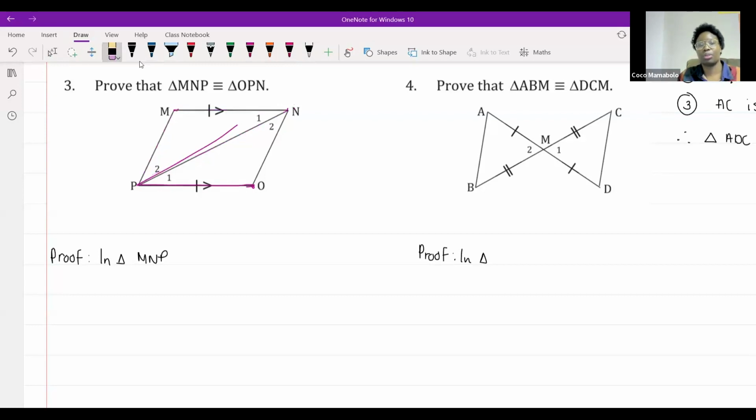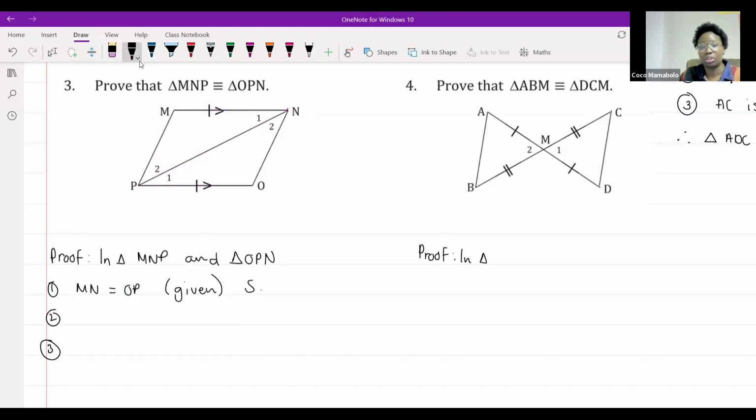Okay, so that's going to be in triangle MNP and triangle OPN. 3 reasons. 1, 2, 3. Okay, my first reason, I'm going to use MN is equal to OP. Nice for them to give it to me. Lovely, given. That's a side.